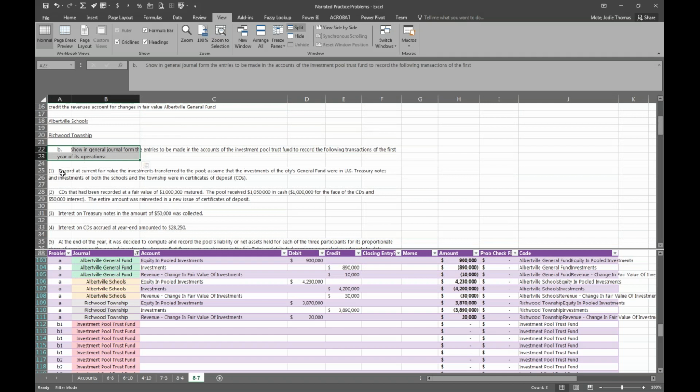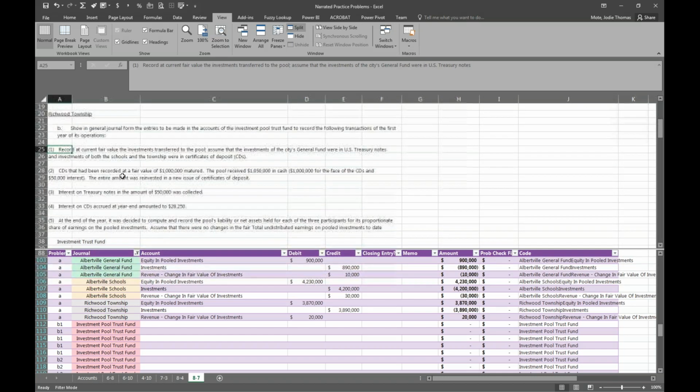So in the first one, we have to record the assets, the current fair value of the assets that were transferred into the pool, and assume that the investments of the city's general fund were in U.S. Treasury notes, and investments of the schools and township were in CDs. All right.